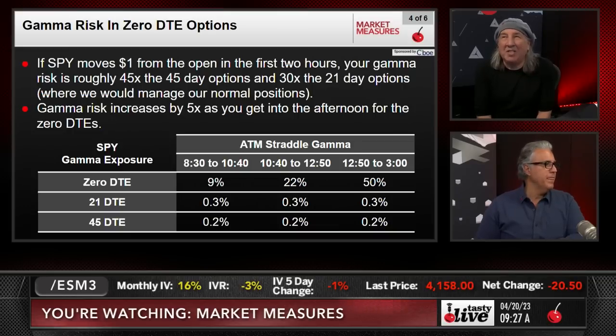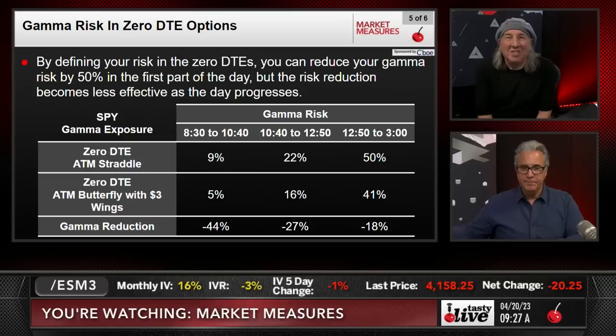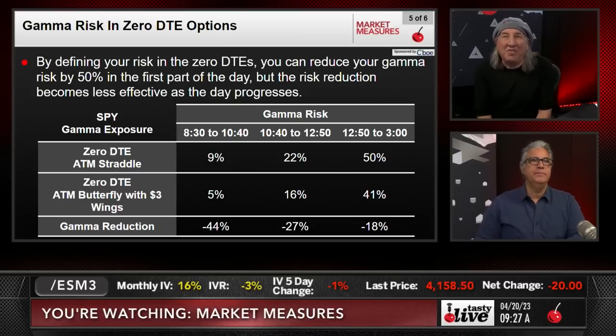Basically, the risk doubles every hour. By defining your risk in 0 DTEs, you can reduce your gamma risk by 50%. So if we do a butterfly, it's 50% less gamma risk than if we did a naked option, because the naked options are really crazy. Can I flip the coin for a moment?